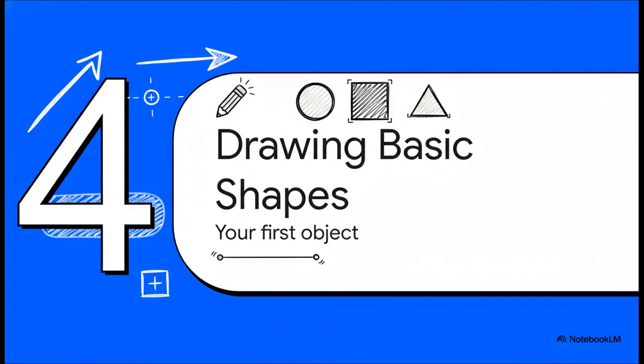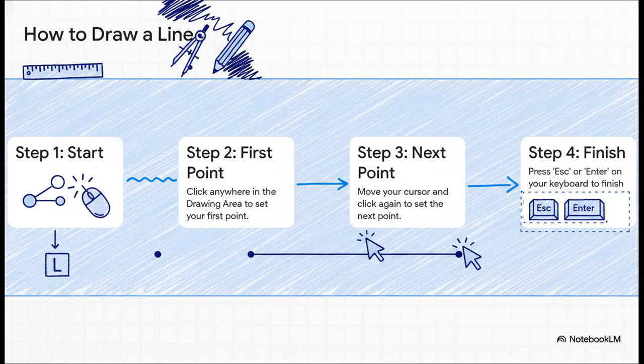All right, we know our way around the workspace. Now for the fun part, let's actually make something. We're going to start with the most basic building block of pretty much any design. Drawing a line is just a simple 4-step dance. First, you start the command. You can click the icon or just type L and hit enter. Second, you click somewhere to place your starting point. Third, you move your mouse and click again for the endpoint. And last, you just hit the escape or enter key to tell AutoCAD you're done.